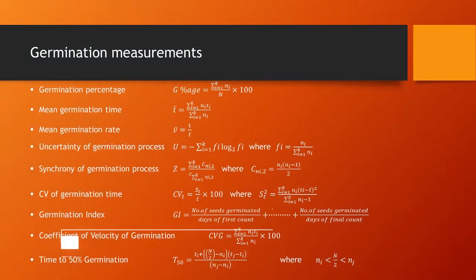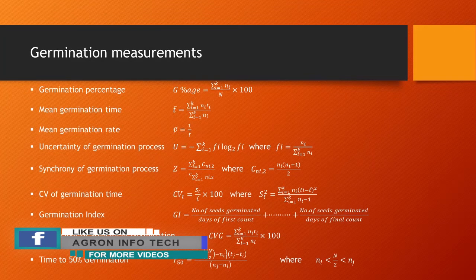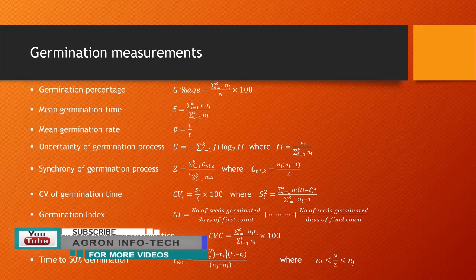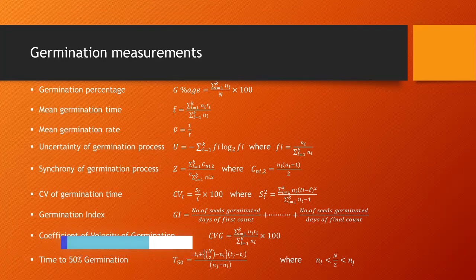High diversity of mathematical expressions has made comparisons and sometimes the interpretation of results difficult. The purpose of this Excel tool is to facilitate the calculations of the main germination measurements, which is also valid for seedling emergence, by means of the use of a conventional spreadsheet.